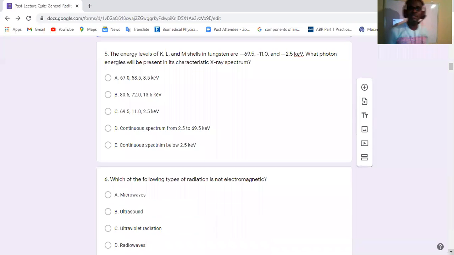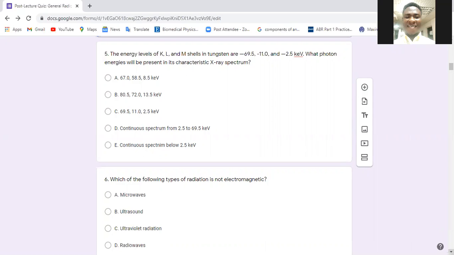5. Let's see this. The energy levels, K element of Thomson and so on. What photon energy should be present in this characteristic spectrum? How is it A? Well, for the K alpha characteristic X-ray, that will be from the adjacent shells, K and L, which is 69.5 minus 11. That gives us 58.5. Then from M to K, that is 69.5 minus 2.5, which gives 67. Then from M to L, 11 minus 2.5, giving 8.5.